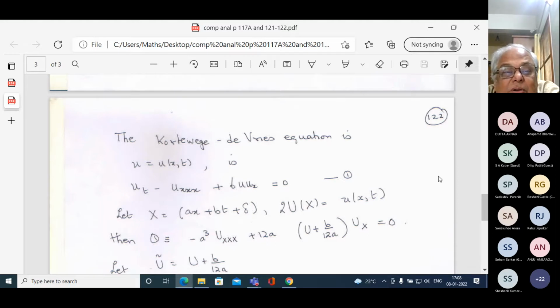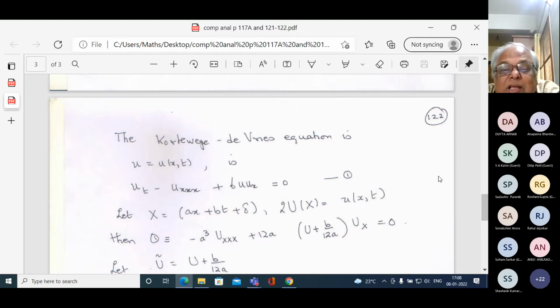So I'm going to look for what are called traveling wave solutions to this partial differential equation. So I let capital X be ax plus bt plus some translation delta. So capital X is ax plus bt plus delta, and I define U of capital X, that means U of ax plus bt plus delta, to be equal to u(x,t).